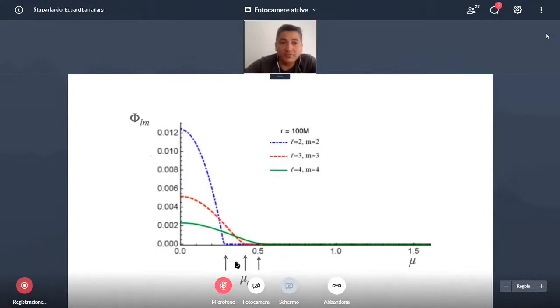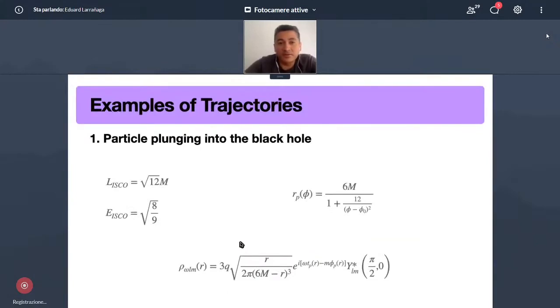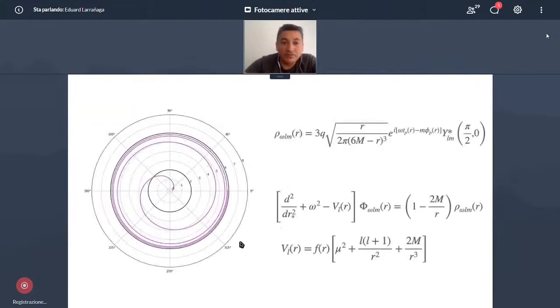Note that the critical mass for the scalar field increases for higher order modes, but in all cases, the transition between dispersive propagation and evanescent behavior is present. The second example is a particle plunging into the black hole from slightly below the ISCO. The coefficients in the expansion and the density are calculated. However, in this case, it is not possible to obtain a closed form for the coefficient of the field expansion.